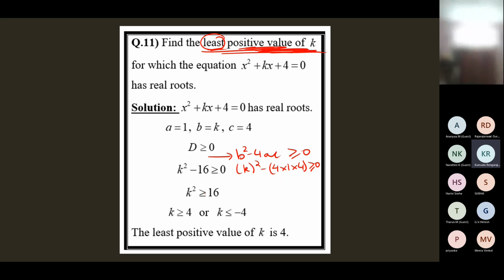Same inequality, positive 4: k greater than or equal to 4, k less than or equal to minus 4. They want the least positive value. This one is negative always. Minus 4, minus 5, minus 6, minus 7, leave it. Here it's all positive because k is greater than or equal to 4. That means 4, 5, 6, 7, 8, 9, 10, and so on. So which is the smallest there? 4. So the least positive value of k is 4.